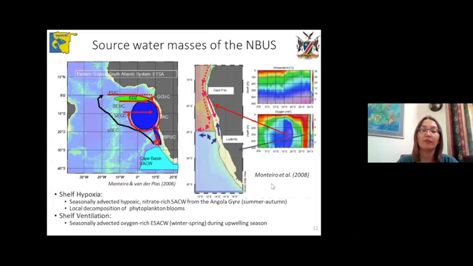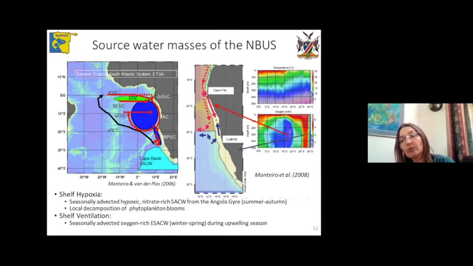So just looking briefly at these remotely forced effects. Here you see on the left hand the Eastern Tropical South Atlantic system. We see here the Angola Gyre, and here is the Cape Basin of South Africa. And you have shelf hypoxia arising seasonally because of the advected hypoxic water here, which is nitrate rich, which is the South Atlantic central water from the Angola Gyre. This is usually summer to autumn.